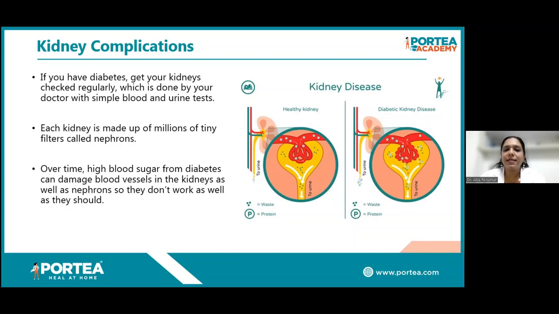And our kidneys are made up of very tiny units called nephrons. It is a kind of tubule in the body. Over the years, high blood sugar will damage these tubules so that they don't work well. That's why patients get chronic kidney disease if their diabetes is uncontrolled. But we do have many patients who have been diabetic for 30 years and are completely fine. Their kidney profile is completely fine because they have very good control over it.